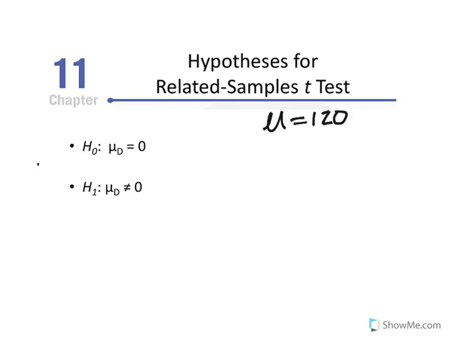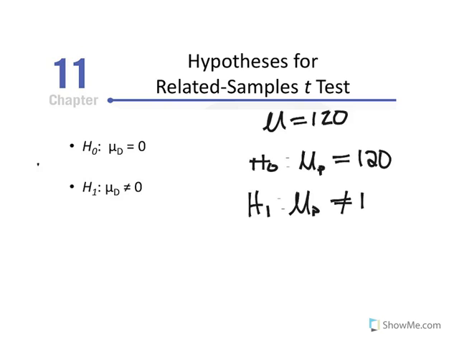So the null would state that the mu of the psychology majors is equal to the IQ of the engineering majors. And the alternative would say the IQ of the psychology majors is not equal to 120. So again, notice the difference. The difference is that keyword, difference.